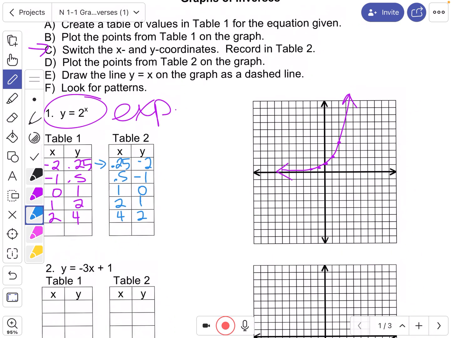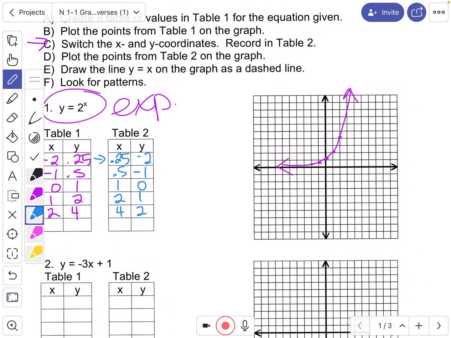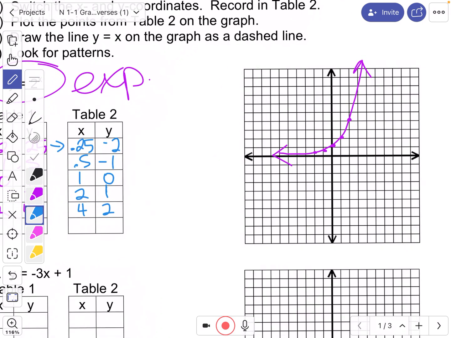Okay, so now it says go ahead and plot those points. So 0.25, -2 would be somewhere in that area. 0.5, -1, 1, 0, 2, 1, and then 4, 2. Notice this one looks a little different, and as I'm connecting my points, notice it's getting closer to the y-axis instead of the x-axis. So make sure you're not crossing that y-axis there.